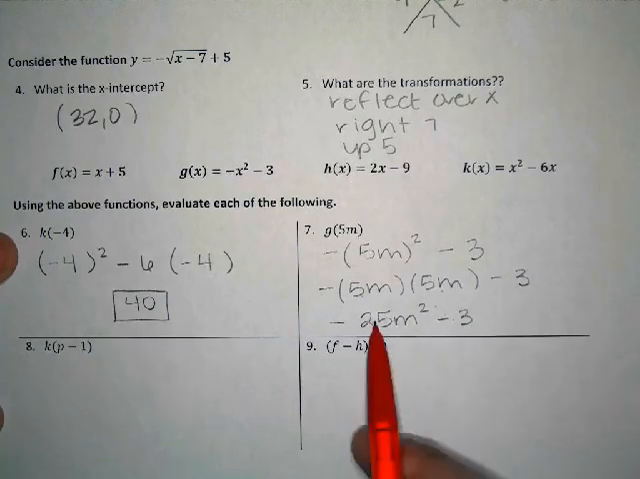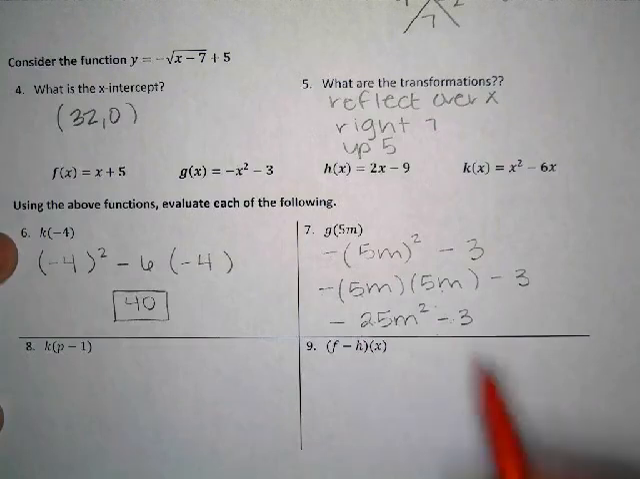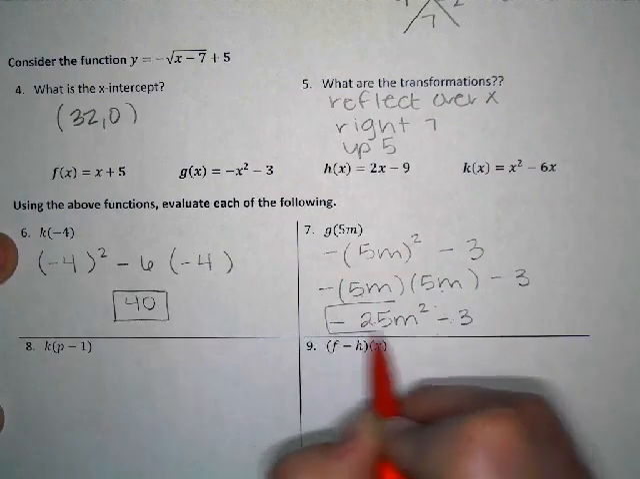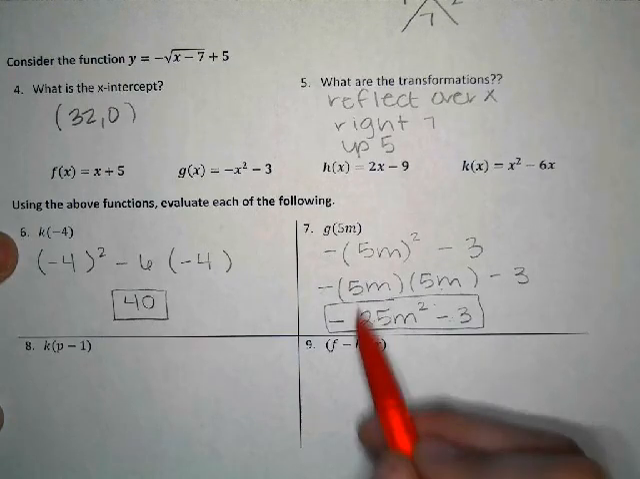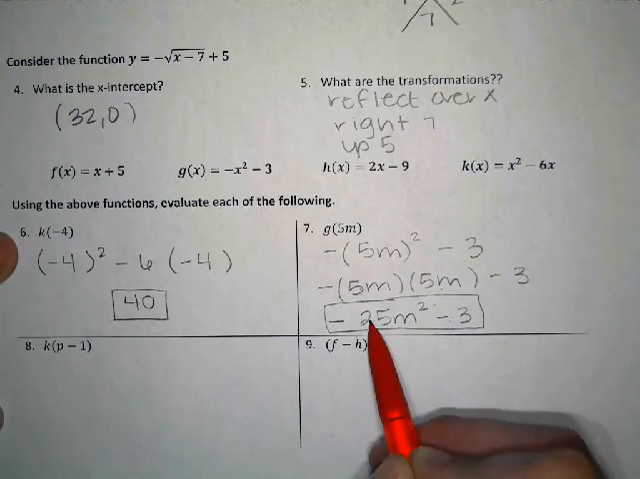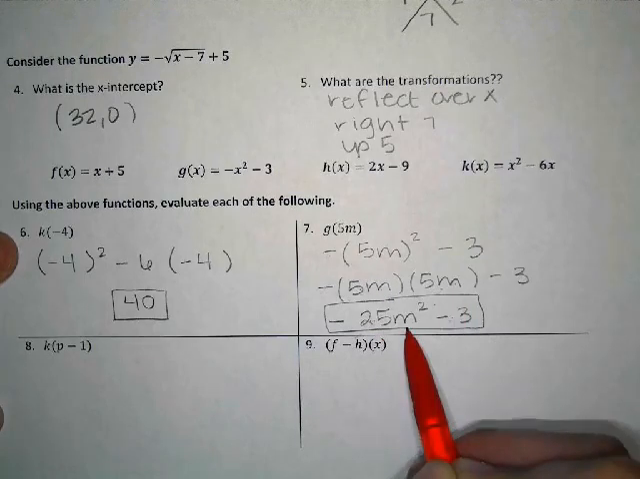Can we put these two together? Nope, they're not like terms, so they're going to stay as 2 separate terms, and they are not going to be combined together. So 5 times 5 is 25, and then m times m is squared. Yeah.